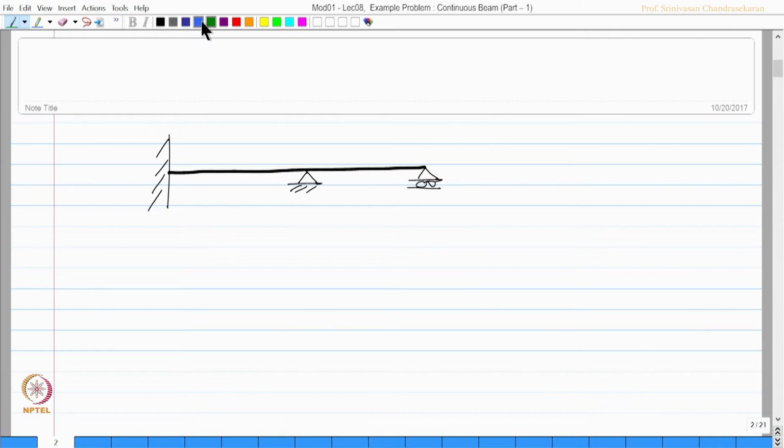let us mark the unrestrained displacements in green. So, fixed end cannot have a rotation. So, this can have a rotation. I call this as theta 1, I call this as theta 2. I need to continuously label the unrestrained displacements first, then the restrained displacements. So, theta 1, theta 2 are 2 rotations which are free at ends B and C.